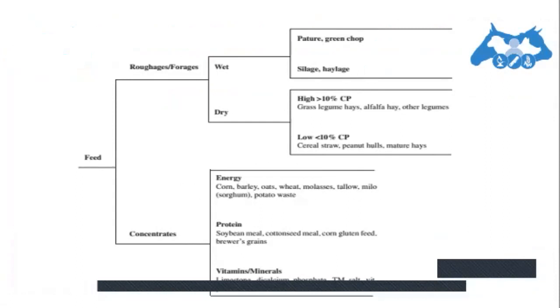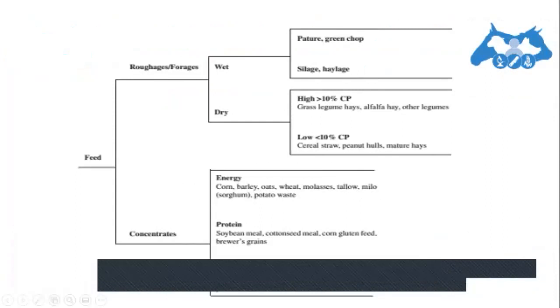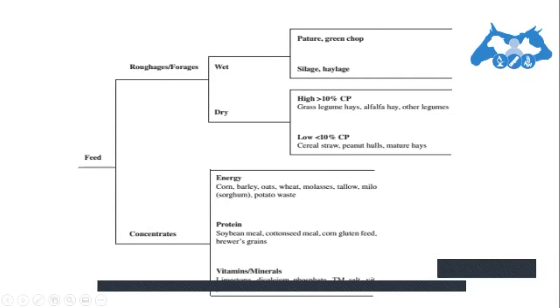So from here you can see that basically feed can be categorized into two categories. The first one is the roughages or forages, and the second one is concentrates. I have already told you the difference between these two, roughages or forages, and concentrates. If we talk about roughages or forages, these are of two kinds. I mean, roughages or forages can be wet and dry.